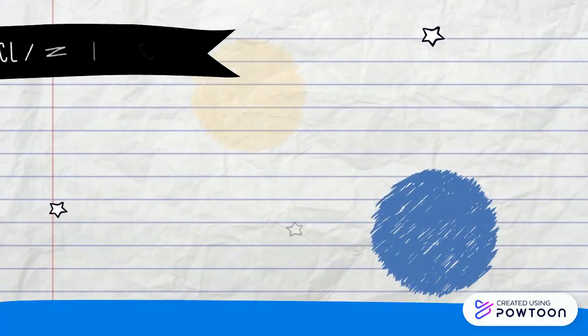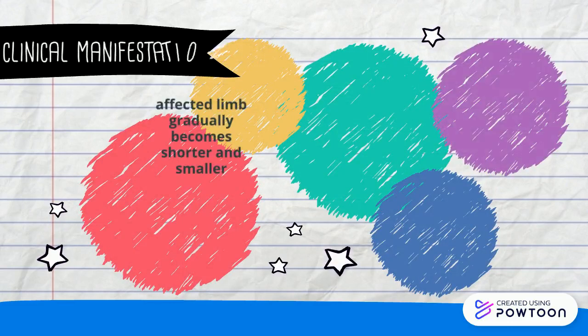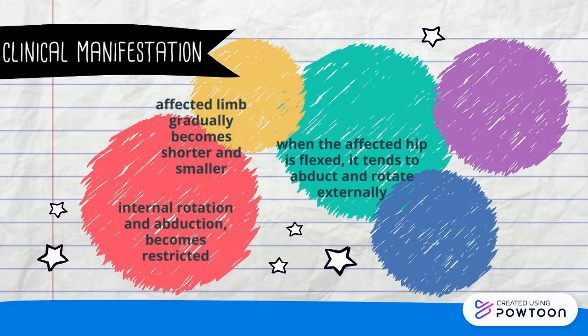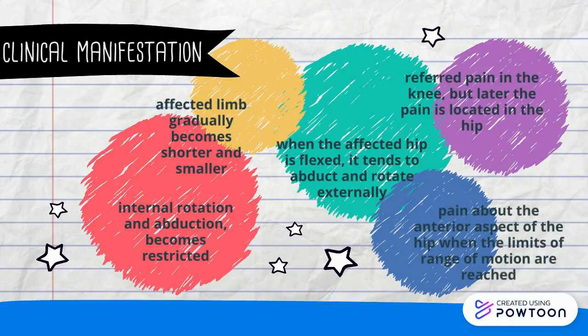For the clinical manifestations, there is a shorter and smaller affected limb, limitation of motion on the IR and abduction, and during a flexed affected hip, it tends to abduct and rotate externally, and has a referred pain on the knee and anterior hip when the limit of ROM is reached.